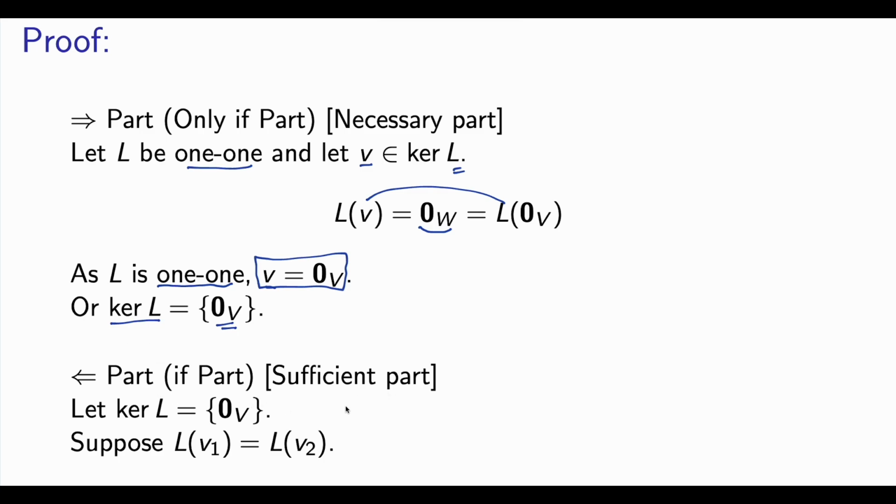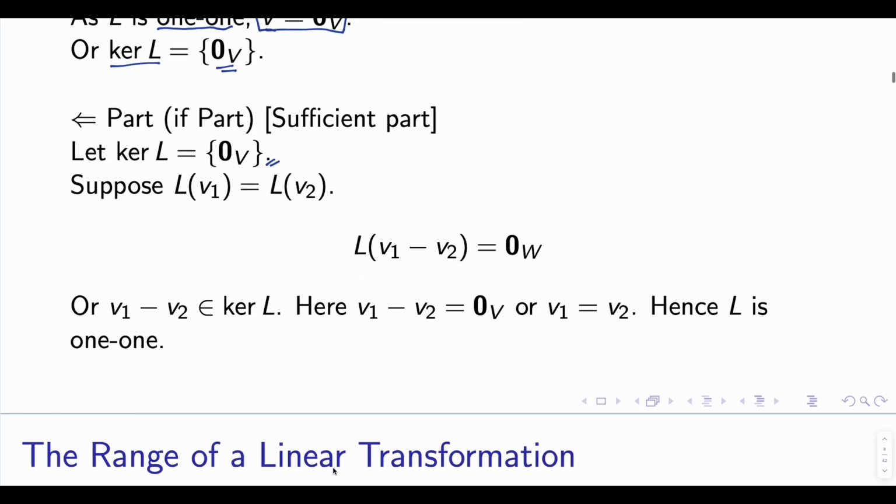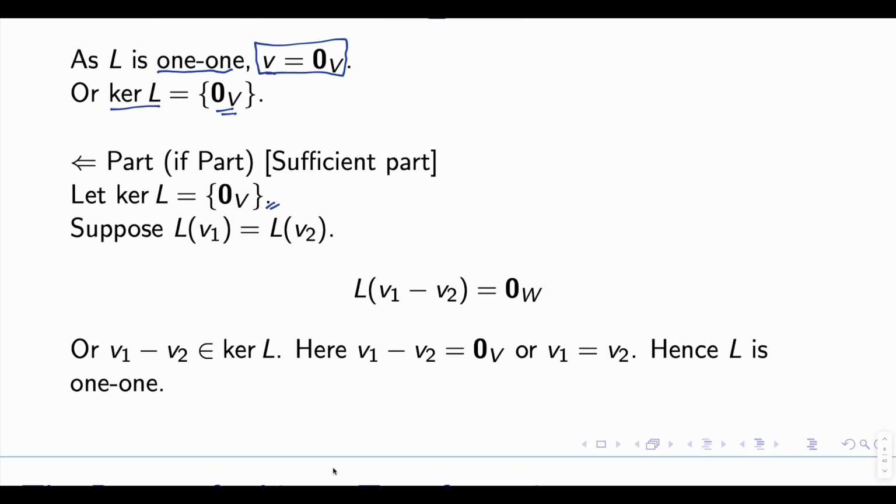Sufficient part. Let the kernel contain only the 0 vector. Then what we have to prove? We have to prove that if L of V1 equal to L of V2, right, implies V1 equal to V2. I'm assuming only the kernel contains the 0 vector. Now we have to prove L is 1-1. So suppose L of V1 equals L of V2.